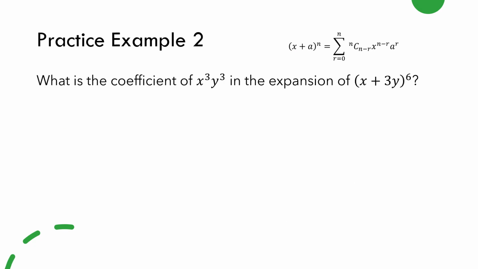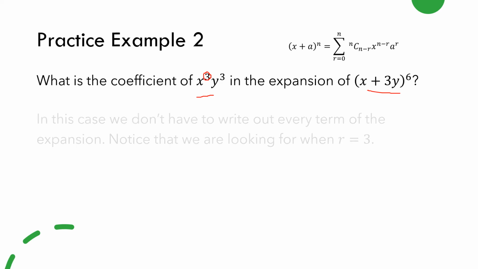Okay, let's try this one. What is the coefficient of x cubed y cubed in the expansion of (x + 3y) to the 6th? So this one, we don't actually need to write out all the terms. We only are interested in the one when r equals 3, because that's going to give us x to the 3rd.